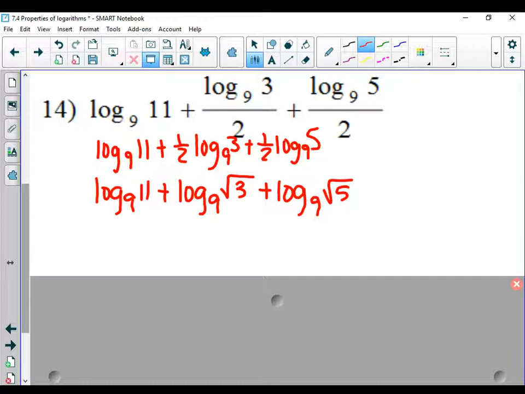Okay, so if we have log base 9 of 11, then times the square root of 15. Okay, so remember, we can multiply the 3 times 5 inside the radical. Only adding and subtracting was picky.